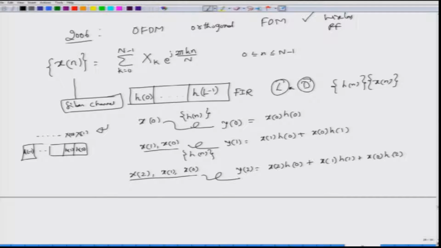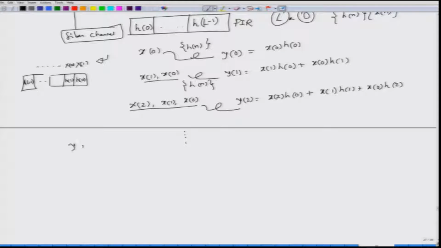plus x of 0 h of 2. So, you can generalize these relationships and write that the nth sample y of n coming out of the fiber, where n goes from 0 to n minus 1, will be x of n h of 0 plus x of n minus 1 h of 1 plus all the way up to x of n minus L plus 1 times h of L minus 1. Why do we stop at h of L minus 1? Well, because the impulse response of this sequence is only L taps long, and that would then be multiplying the L length sequence.